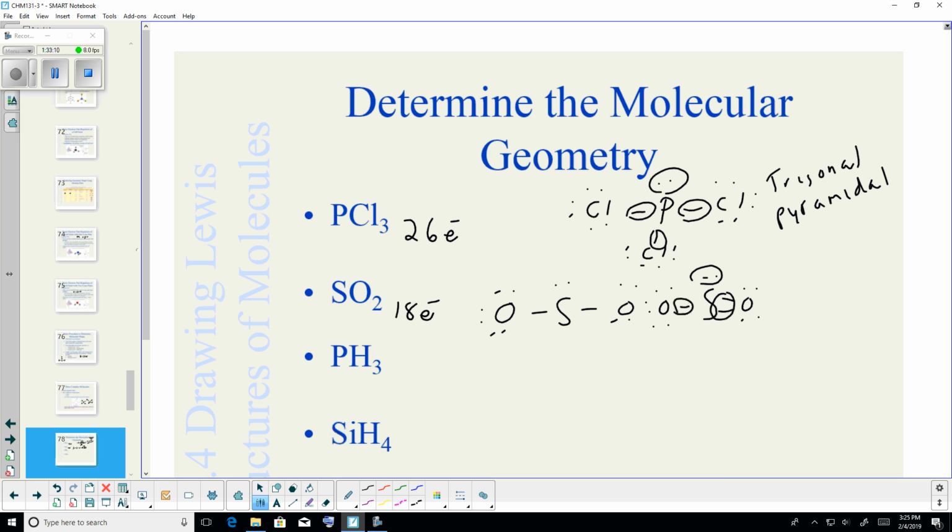Well, PH3 is going to be the same thing as PCl3. SiH4.